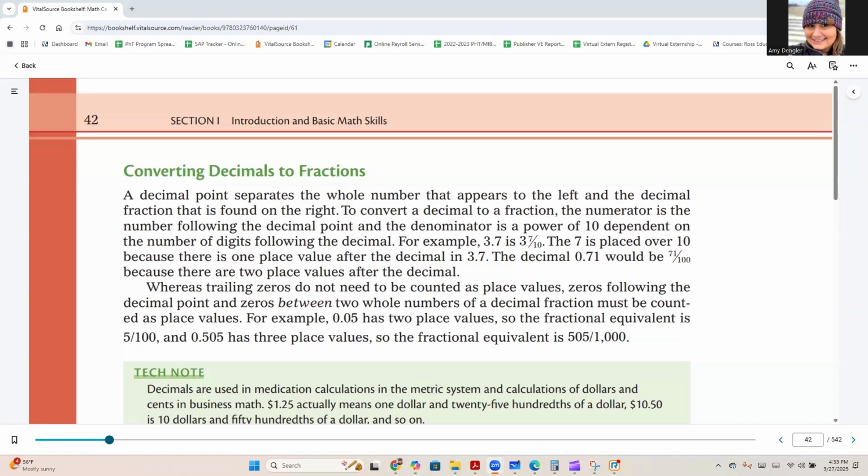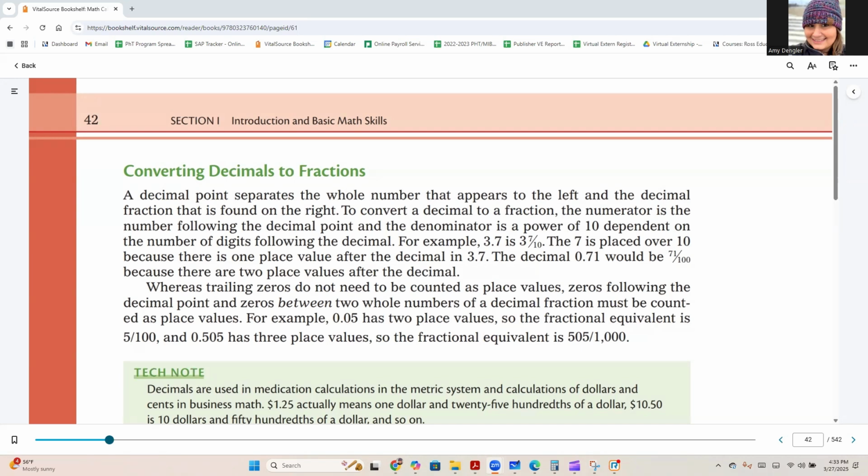A decimal point separates the whole number that appears to the left and the decimal fraction that is found on the right. To convert a decimal to a fraction, the numerator is the fraction following the decimal point and the denominator is a power of 10, dependent on the number of digits following the decimal. For example, 3.7 is 3 and 7 tenths. The 7 is placed over 10 because there's one place value after the decimal in 3.7. The decimal 0.71 would be 71 over 100 because there are two place values after the decimal.